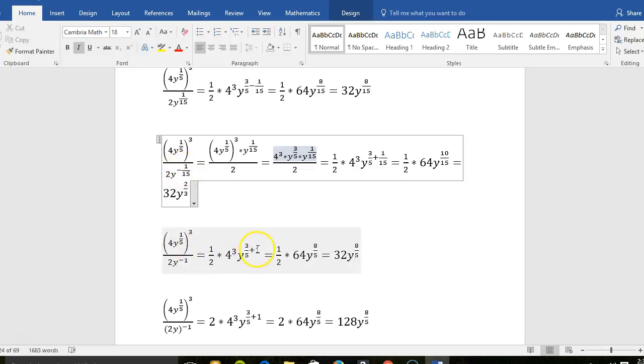We just add 1. But now, guys, remember, the number 1 can be thought of as 5/5. So you're doing 3/5 plus 5/5. That's 8/5. And again, you'll get the 32 times y to the 8/5. Again, the number 1 in terms of 5 is 5/5. You won't have denominators of 5. 3/5 plus 5/5 is 8/5.